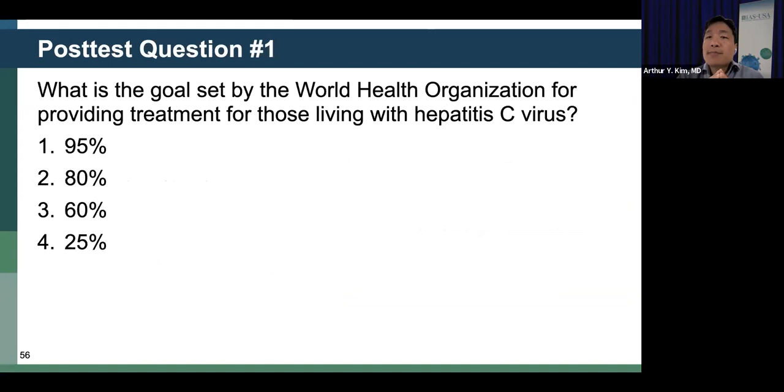So let's review the goal set by the World Health Organization for providing treatment for those living with hepatitis C. Is it 95%? Is it 80%? Is it 60%? Or is it 25%? We'll see the answers. 80% is the answer. I know many of you are still gung-ho about reaching 95% and wishing that were the goal.